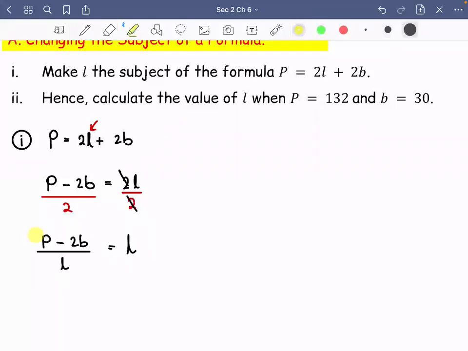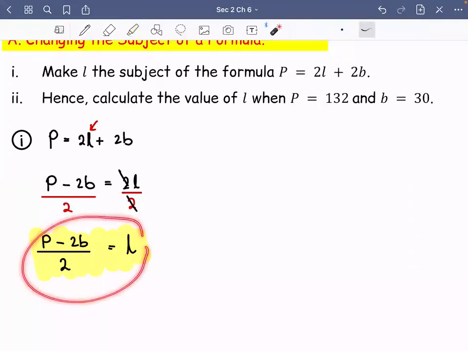Do you have any questions, class? Wait, this is not L, this is 2. Right, sorry. Okay, there you go, that's your answer. So we have made L the subject of the formula.